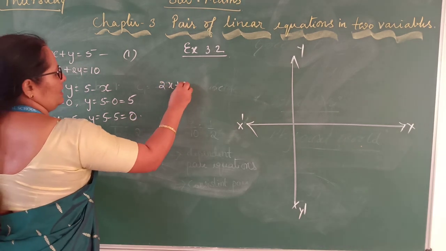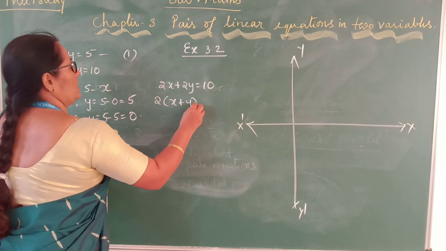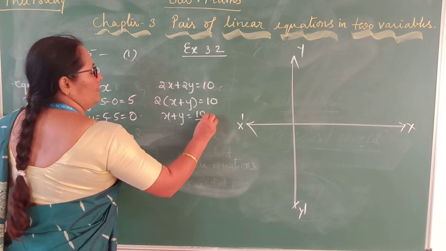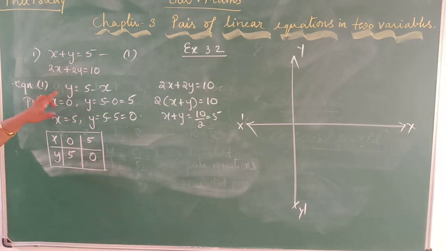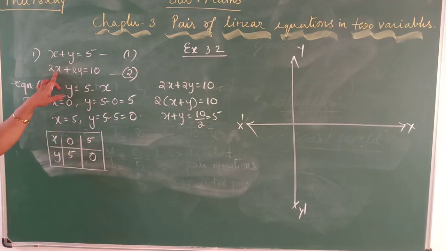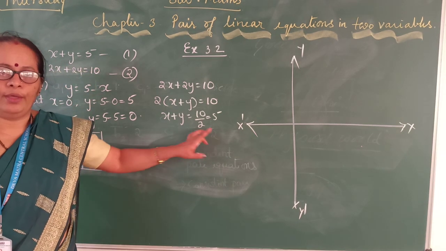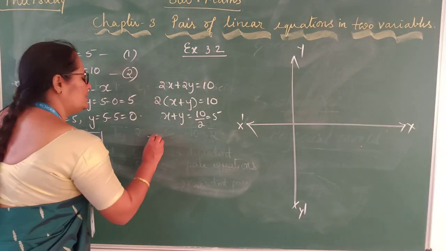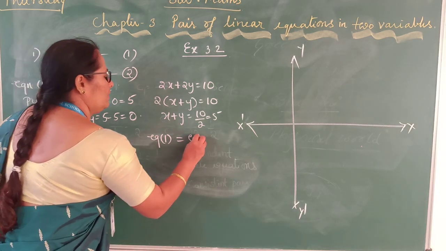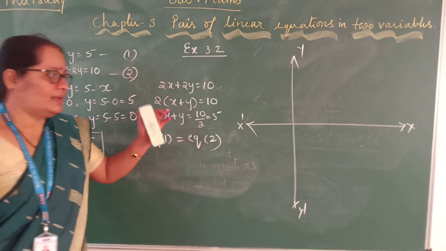Now, we take the second equation, 2x plus 2y equals 10. So, 2 is common, so you can write x plus y equals 10 by 2, which is 5. So, equation 1 is equal to equation 2. Both the equations are equal. Here x plus y equals 5 and here also x plus y equals 5. So, you will get the same coordinates. So, we get coincident lines.